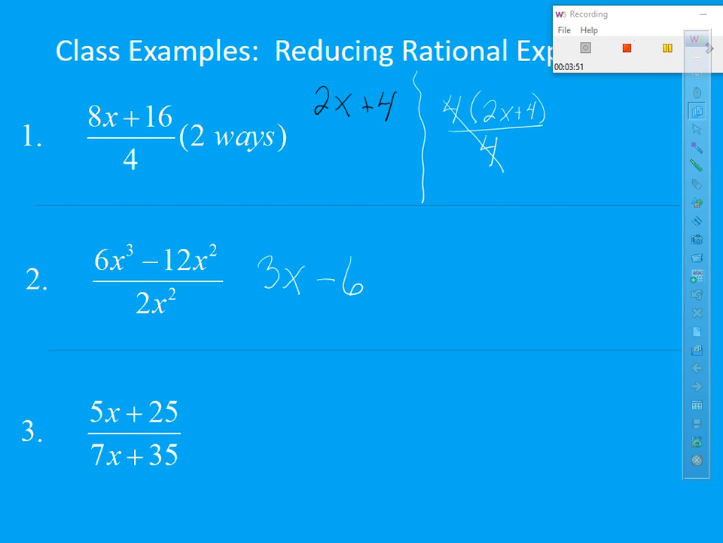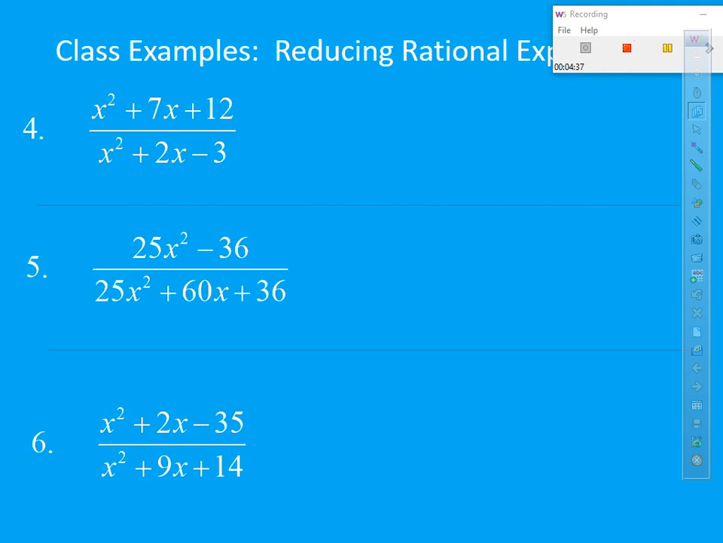Now, your number 3 is a little bit different. Let me show you what you cannot do. You cannot reduce anything right now because of this addition sign. Let me show you how you have to handle that, though. You have to write it as 2 items multiplied together. I'm going to factor out a 5, which leaves an x plus 5. I'm going to factor out a 7, which leaves an x plus 5. Now I can divide out this binomial x plus 5, leaving me 5/7. So the big thing there is to figure out if there are any factors.